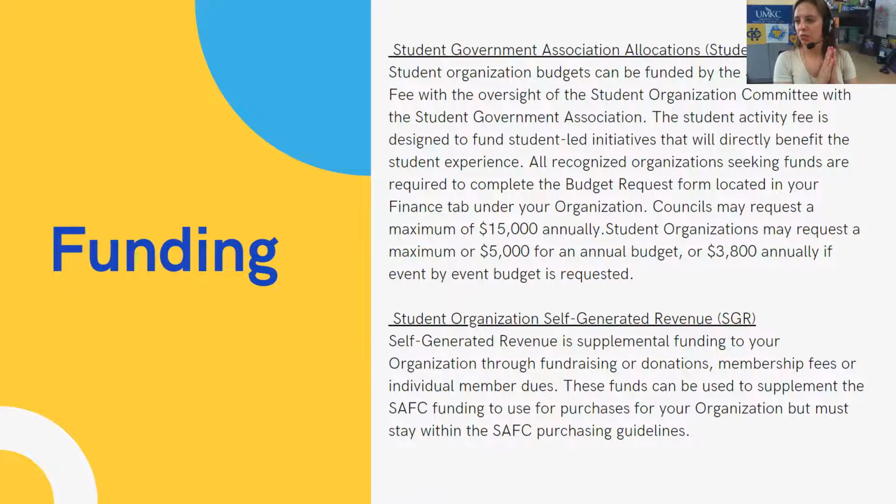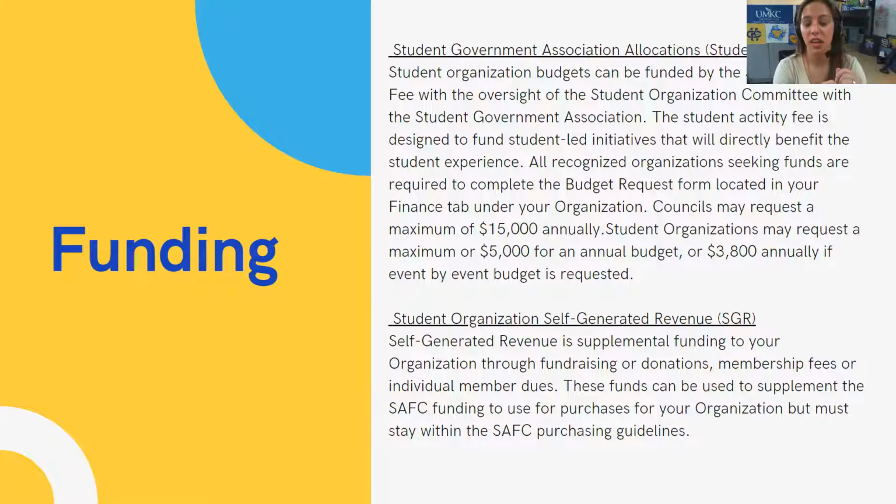So any of these funds will be requested through a budget request, either on an annual basis or an event by event basis. This is where students are able to request a budget for specific events or travel that they know that they're going to be taking during the academic year. On an annual budget, councils are able to request up to $15,000, and student organizations are able to request up to $5,000. Whatever is remaining from those preliminary allocations, which are determined over the summer, is pulled into the event by event pool, and those remaining allocations is what is given to student organizations.